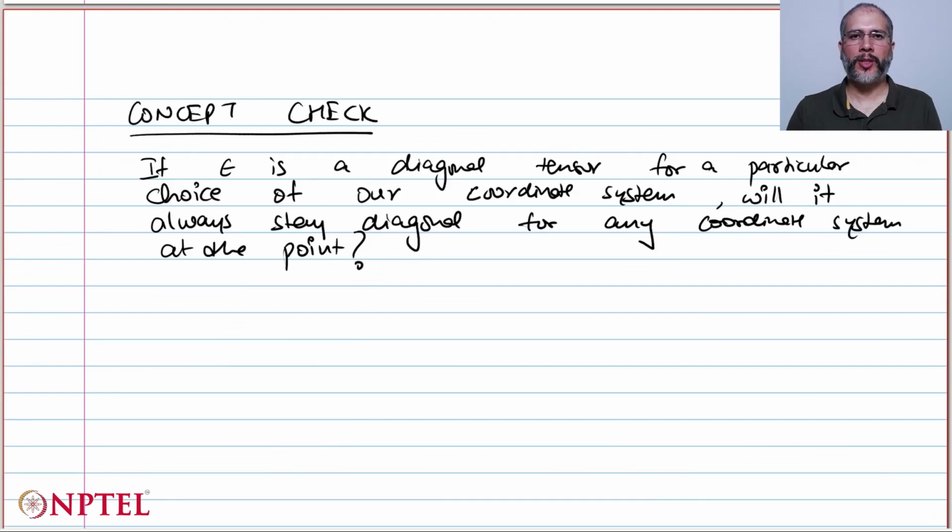So here's a concept check problem for today. It asks us that if epsilon is a diagonal tensor for a particular choice of our coordinate system, then will it always stay diagonal? That is, if I rotate my coordinate system and try to find the epsilon at the same point P that we're talking about, will it still look diagonal, or will it have some shear components as well? So think about the idea from the perspective of principal directions of epsilon.